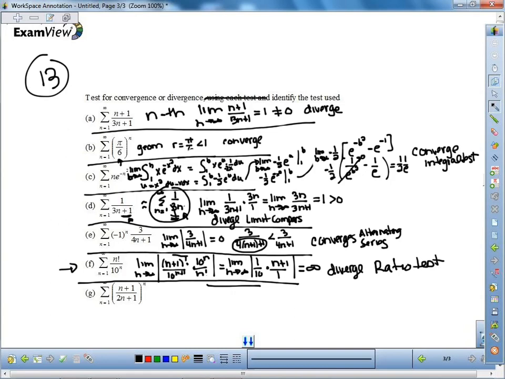Okay, and then the last one, so anything to a power, we always want to use the root test. So we're going to take the limit as n goes to infinity of the nth root. Okay, so notice that they're going to cancel. So we're left with n plus 1 over 2n plus 1. And then this is going to be equal to 1/2. And since it's less than 1, this is going to converge by the root test.